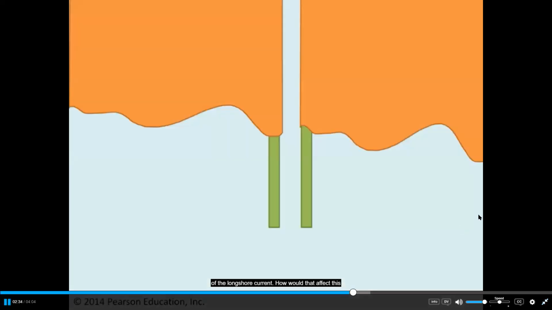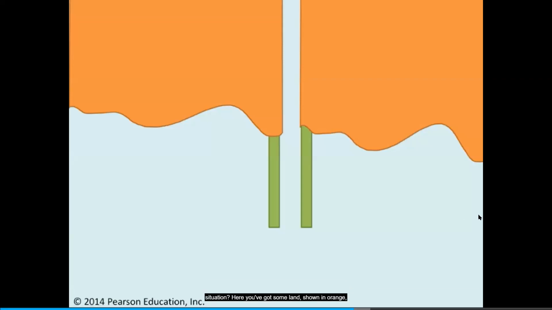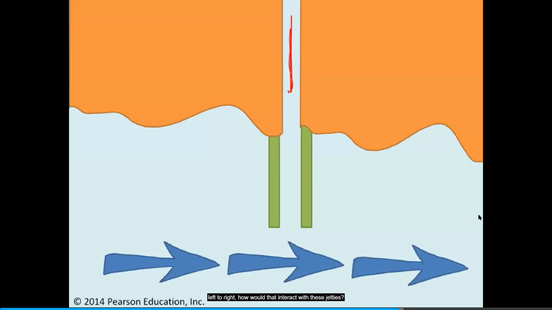How would that affect this situation? Here you've got some land shown in orange, you've got the ocean in blue, and then you've got a little inlet here, which is access perhaps to a marina or some sort of a port in a protected location. To protect the inlet, 2 jetties, shown in green, have been built, but if the Longshore Current is moving along this shoreline from left to right, how would that interact with these jetties?